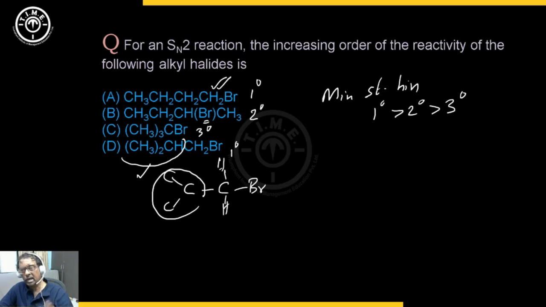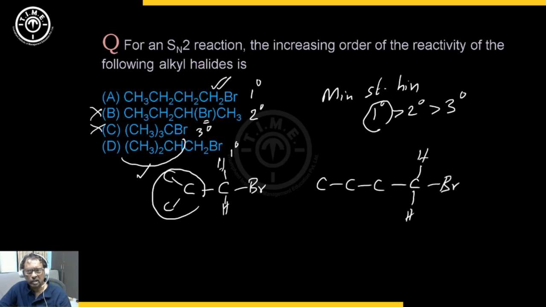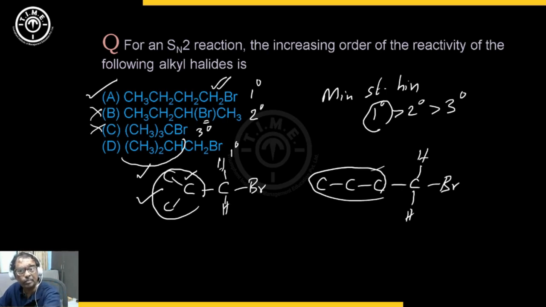So to compare between A and D, we said 1 degree is the best. So B and C are out. Now we have to decide between A and D. In A, we have C, C, C straight chain, then attached to a carbon with 2 hydrogens, and then a bromine. Which is better? This is better, because this is a straight chain and will not offer so much hindrance when compared to this, right? It's a bulky group here. The 3 carbons are in the form of an isopropyl, in the form of a fork, right? Therefore this will give you more hindrance. So A is the best. Among the 1 degree, we find that n-propyl is better than isopropyl. Clear?